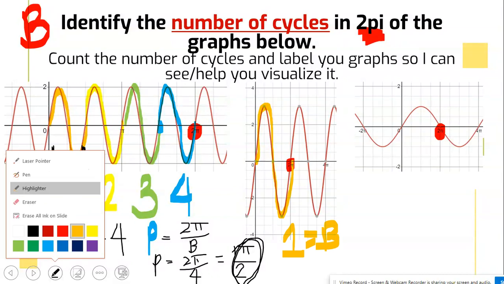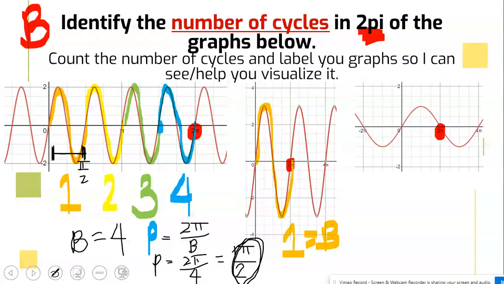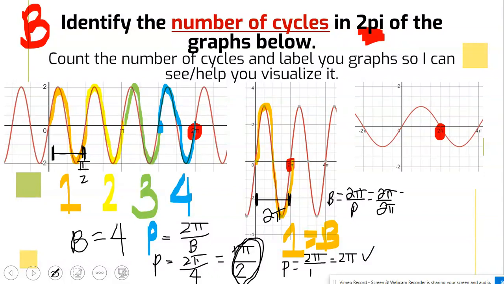And again, you could use this information to find what the period is, right? That's going to be 2 pi over b. The period is 2 pi. How long does it take to finish one cycle? Well, yeah, that is exactly 2 pi. So things check out. Or since the period is 2 pi, you could have figured out what b was. That's 2 pi over the period. That would have been 2 pi over 2 pi. And yeah, that equals 1, which is exactly what we saw.